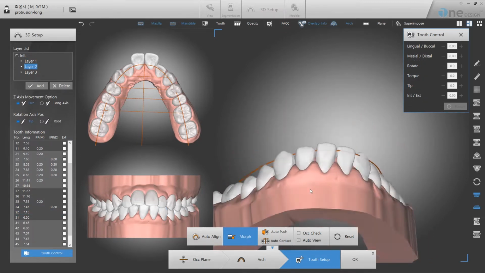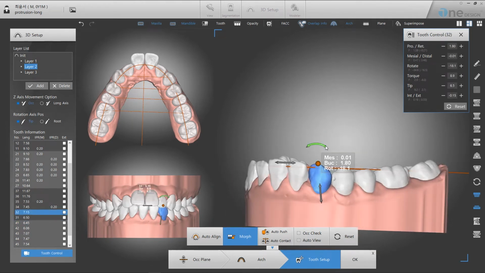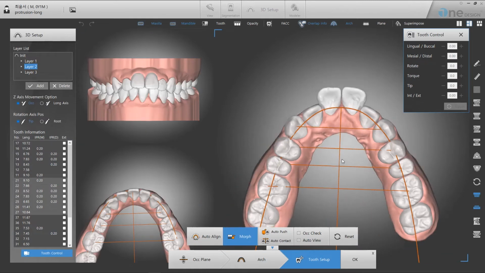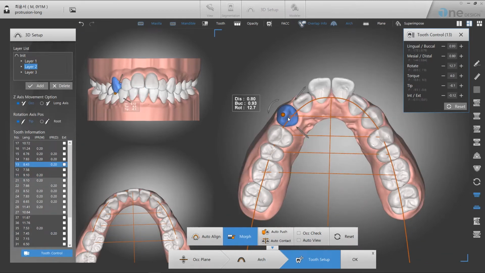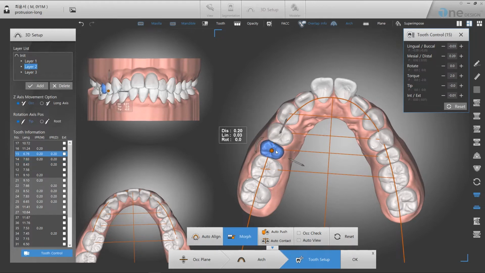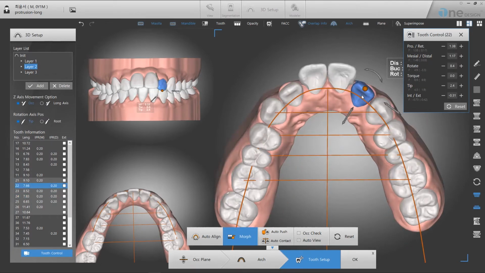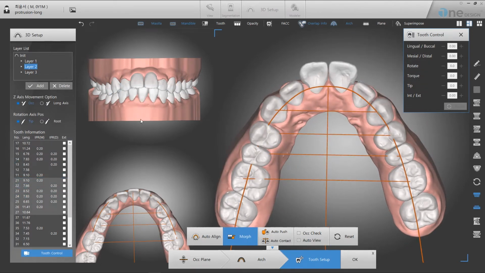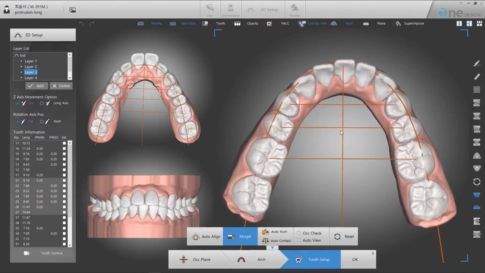In the mandibular, adjust the anterior axis as well as expansion and rotation. Adjusting the axis of the anterior while mandibular expansion and rotation are in progress. In layer 3, complete rotation leveling.